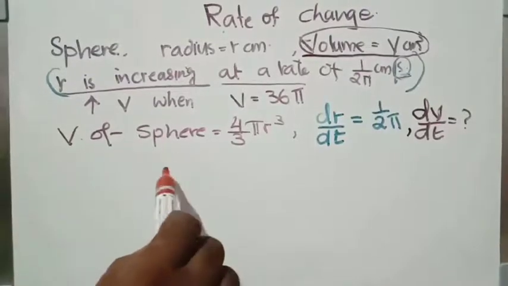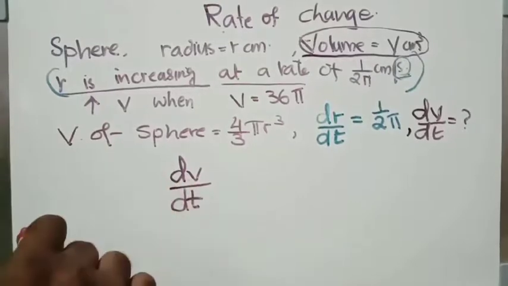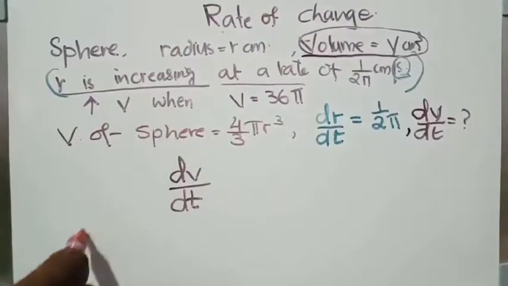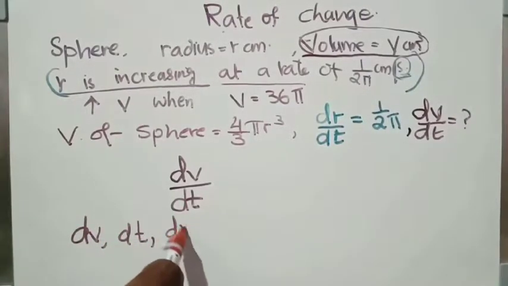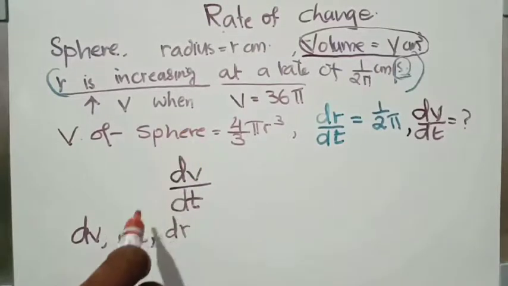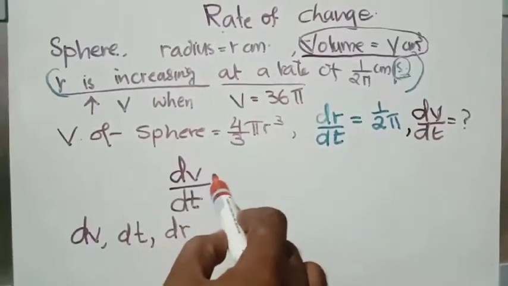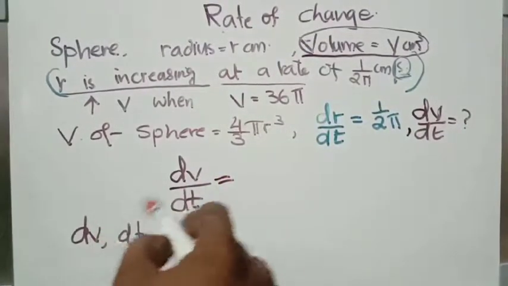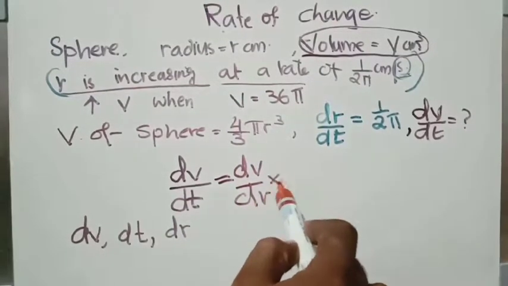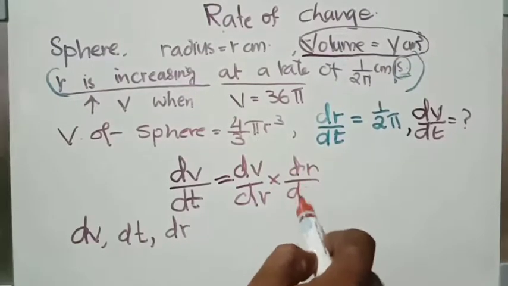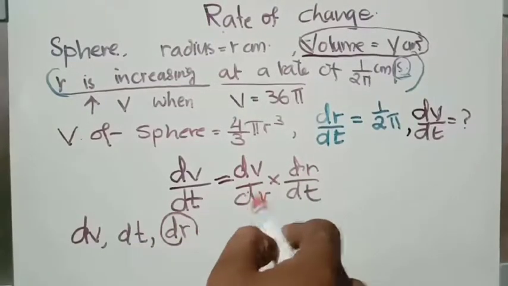Okay, and we are going to use a chain rule. It's nothing but we want dv by dt, and you know this question is dealt with dv, dt and dr. In this question we have dv, dt and dr. So when you make a chain rule with this one, we can make it as dv by dr multiplied by dr by dt, isn't it? Because dr is the third term which we can use for preparing chain rule.